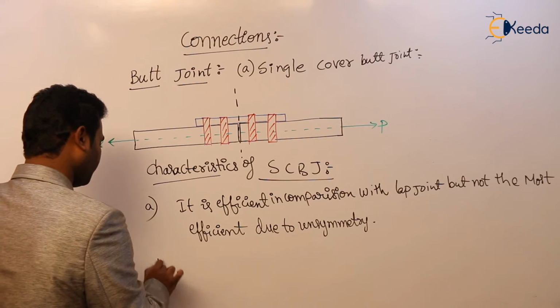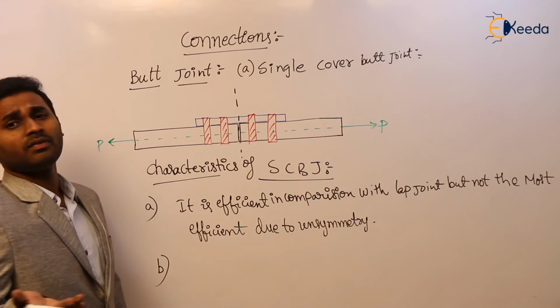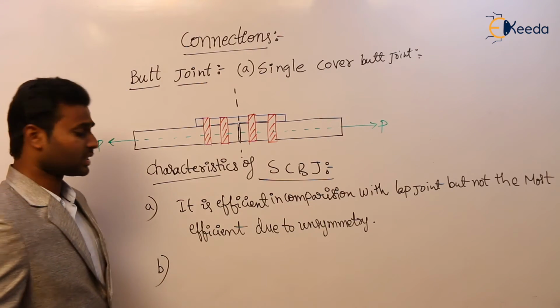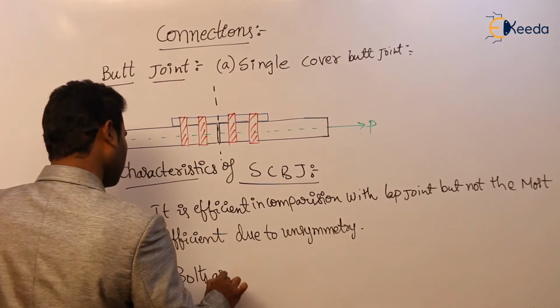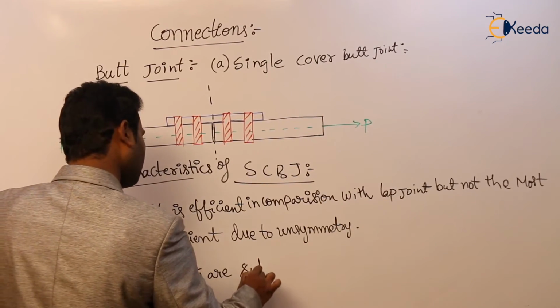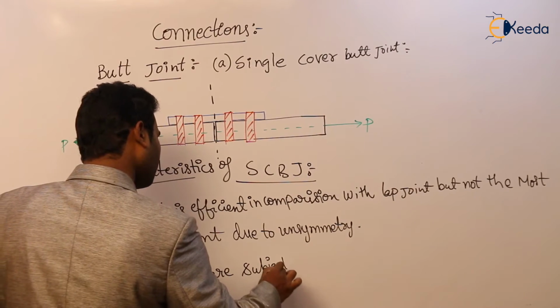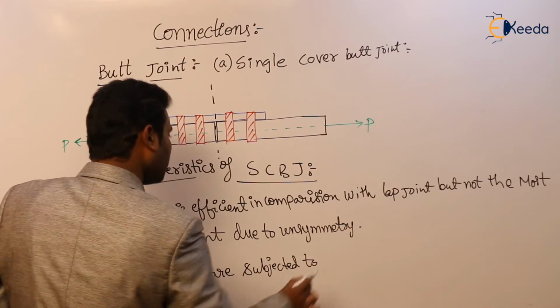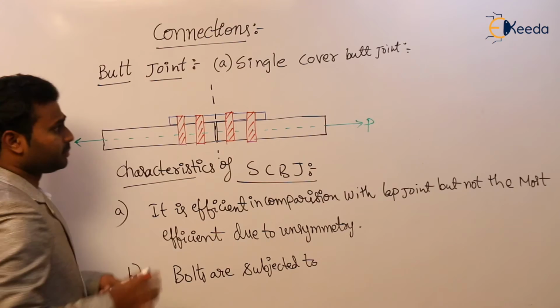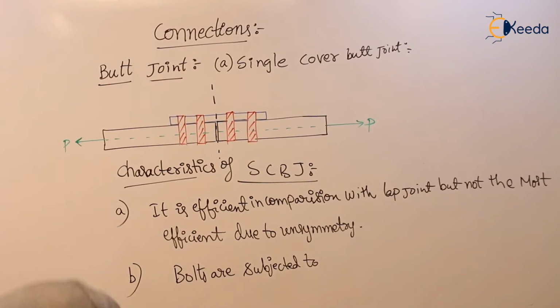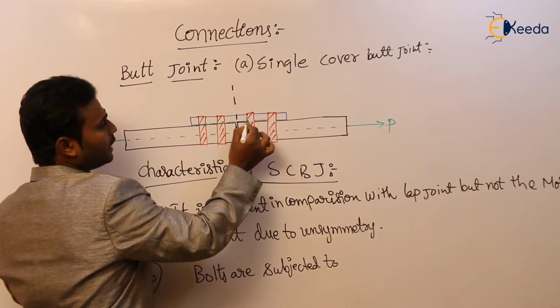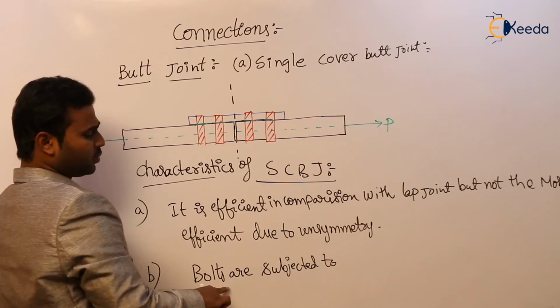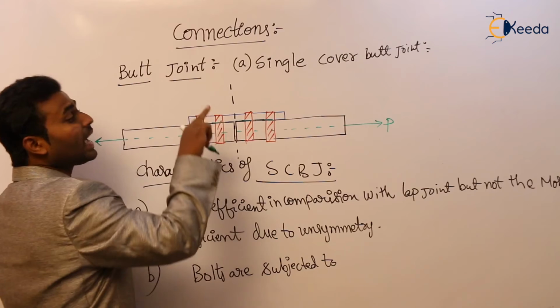Next. So obviously we discuss the second. Bolts in this connection are subjected to... so here how many interfaces are there? How many interfaces are there? Here there is only one interface. Agree or not? So it means bolts are subjected to single shear and bearing.